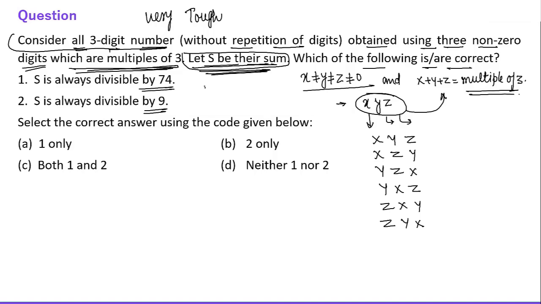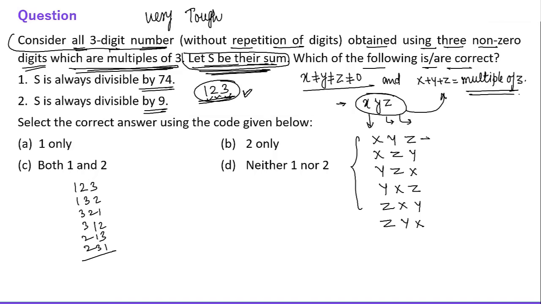Suppose that one number is 123. 123 is a multiple of 3, and it uses 3 distinct digits which are non-zero. If you take all the possible numbers using 123 as digits, the numbers will be 123, 132, 321, 312, 213, 231. That's why I have written this. This is the structure.